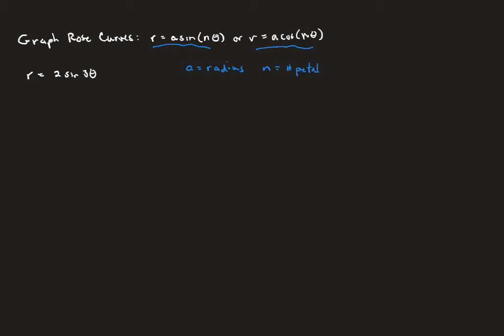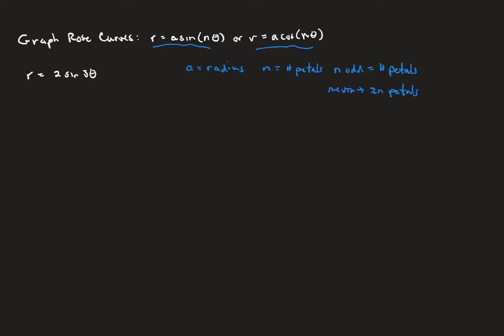So if n is odd, then that's going to be the number of petals. And if n is even, then that means we're going to get 2n petals. There'll be twice as many petals as that number. So I'm going to work a couple of examples here.